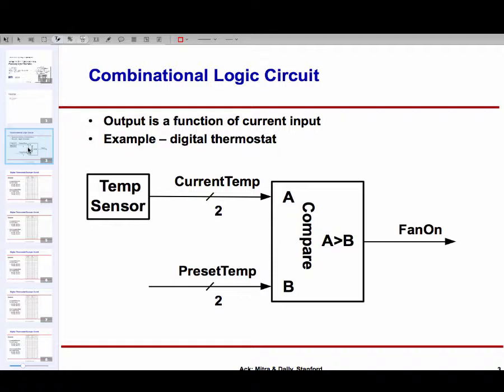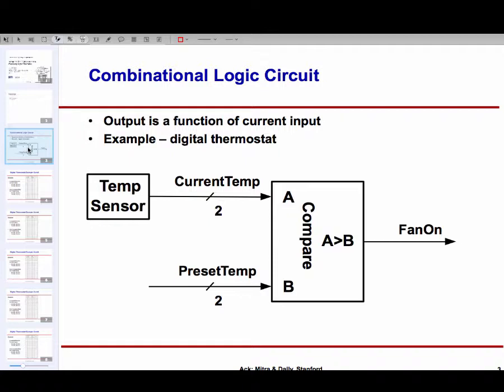So combinational systems, or combinational logic circuits, refer to systems where there is no memory. So output depends entirely on the current input which is being observed.